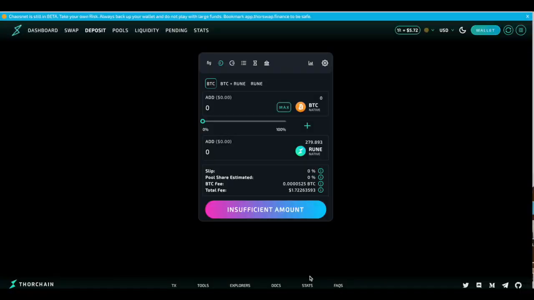So just the TLDR on how it works. This is how it works right now. To provide liquidity, yes, you can deposit Bitcoin, but what it does is it sells 50% of your Bitcoin to buy 50% Rune. So it gives it a 50-50 ratio. However, when you withdraw, you will withdraw in Bitcoin. So that's something to keep in mind.